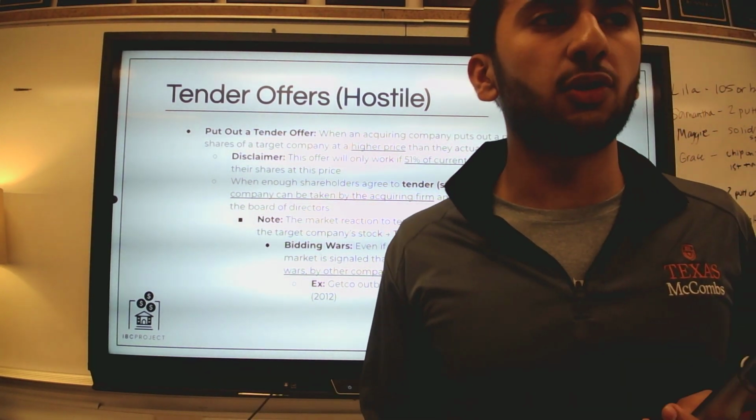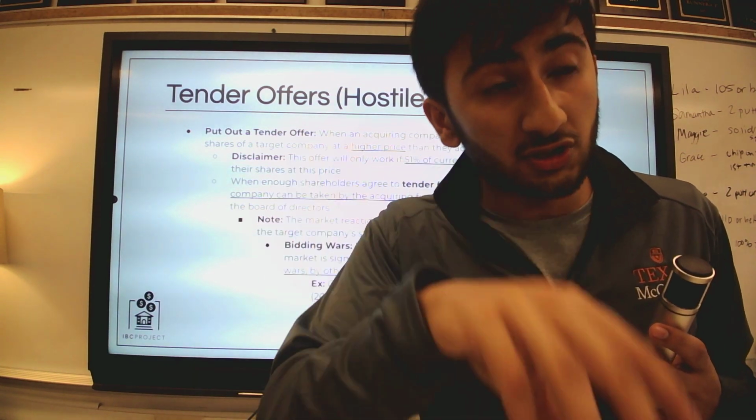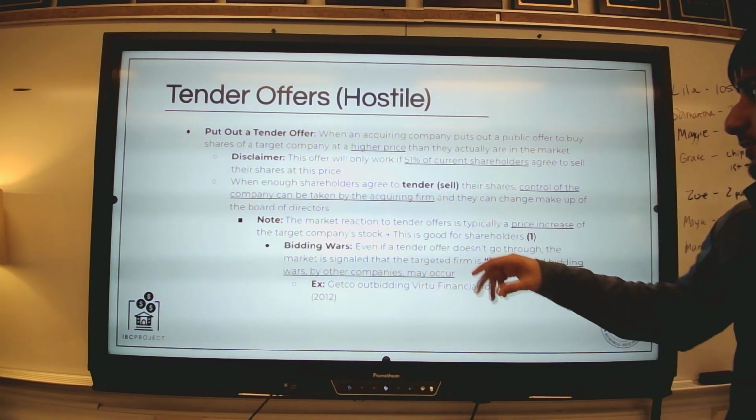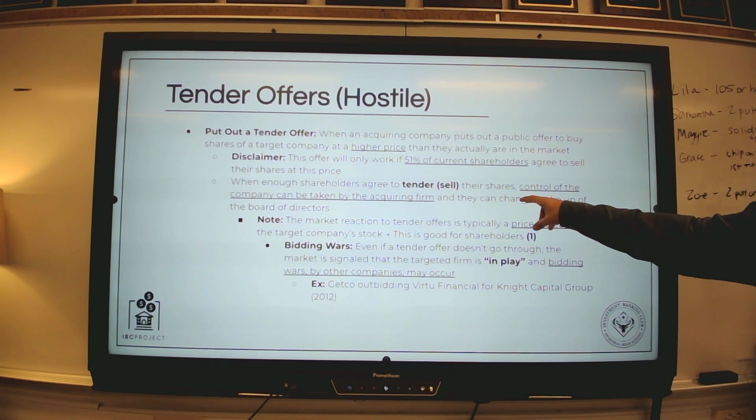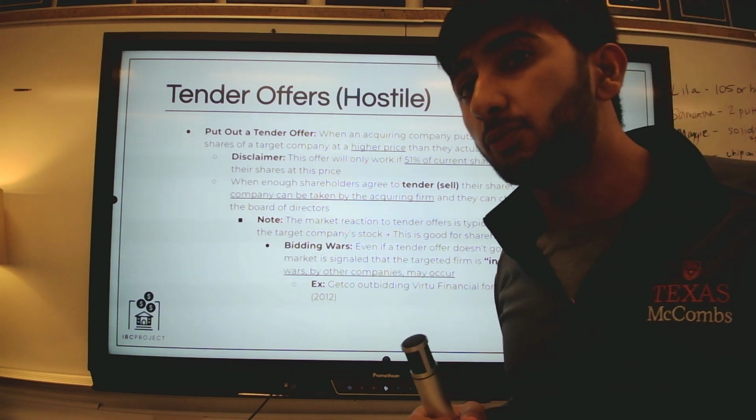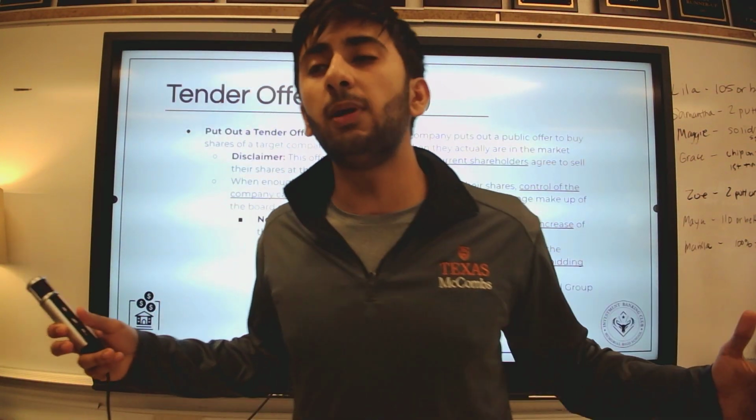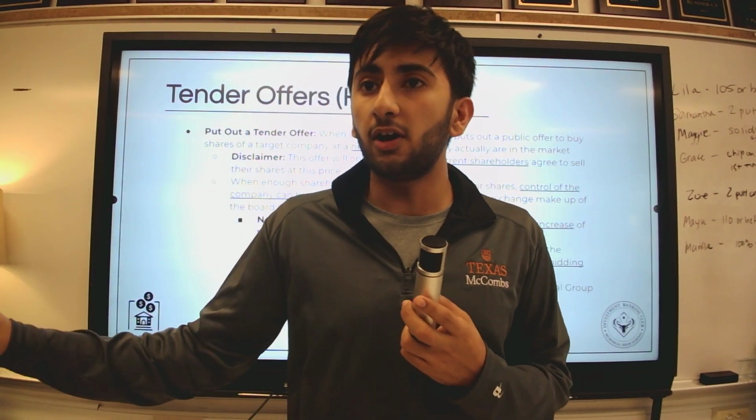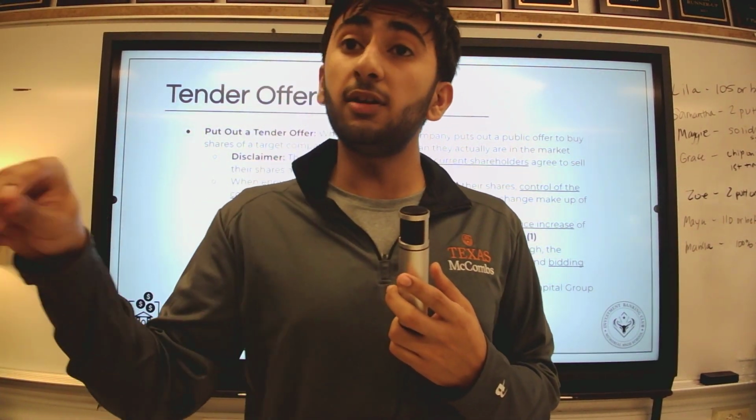Again, the majority of the shareholders do need to agree, but if you're a small amount within that majority, you may feel really compelled to do so. When enough shareholders agree to tender or sell their shares, control of the company can be taken by the acquiring firm. And the key part here is, when you have a share, you can vote. One thing you can vote on, like we talked about previously, is who's going to be on the board of directors.